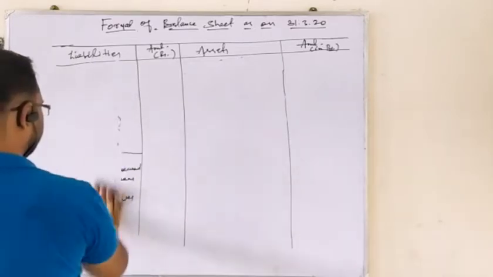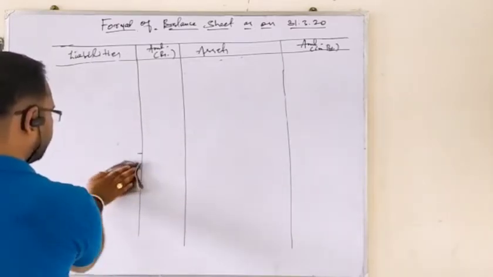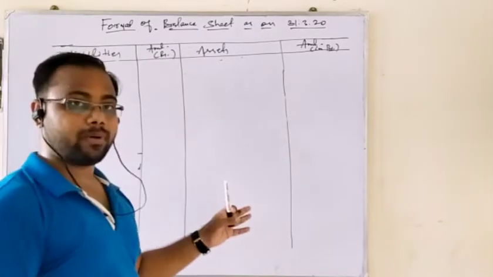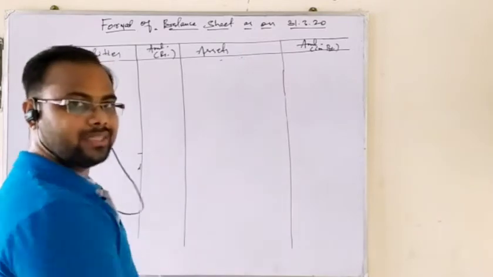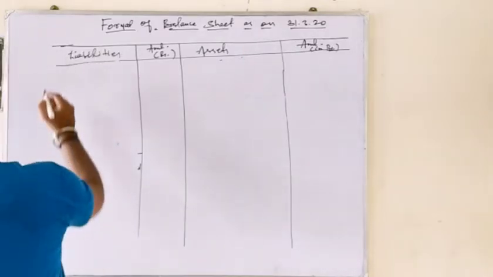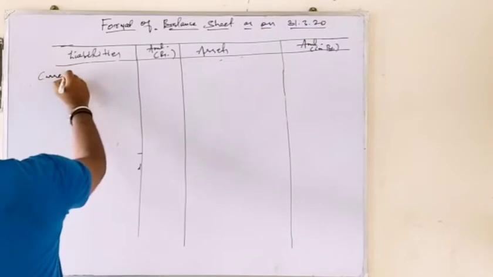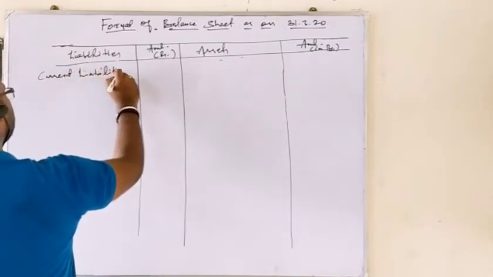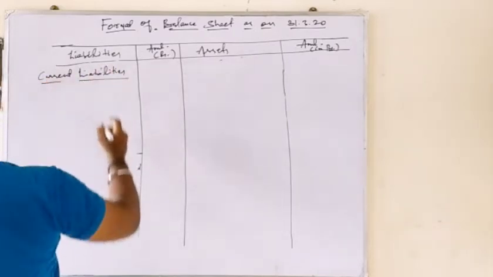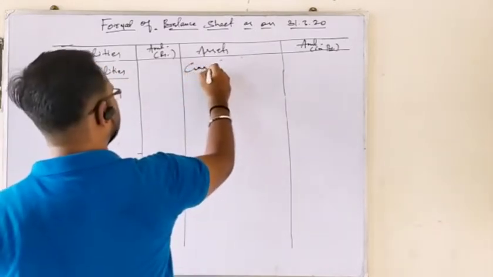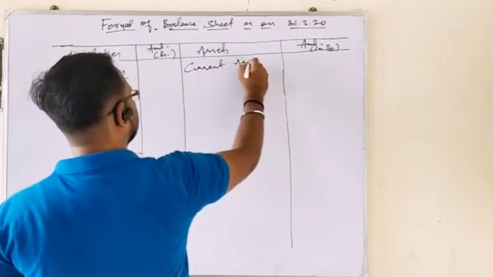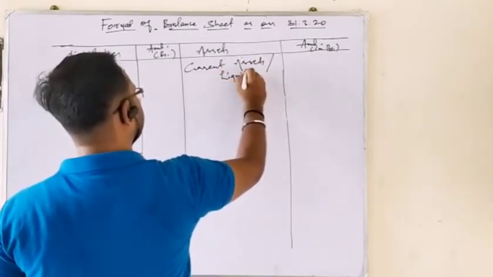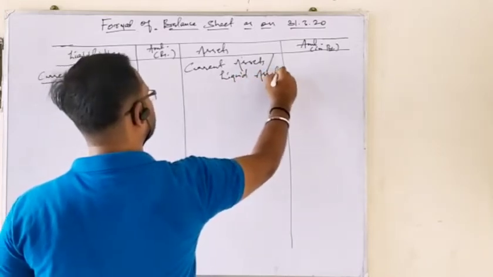See, I am discussing it simultaneously. That means I am not completing one side first. I am completing a particular type of liability, then a particular type of asset. We will do that throughout the statement. Okay. Next is current liabilities. Here you write current assets. These are also called liquid assets. I will tell you why I have written liquid assets here.